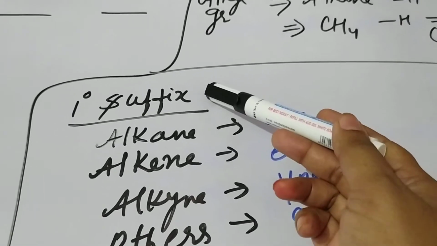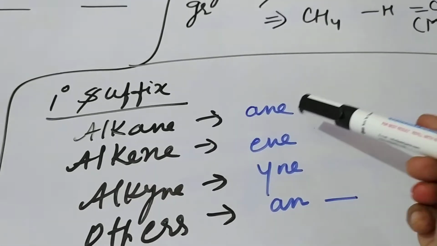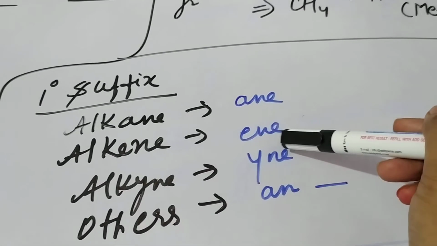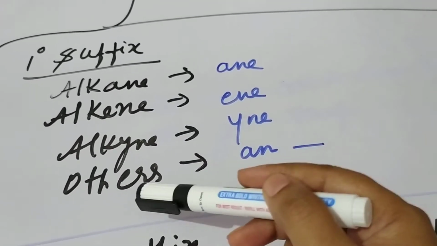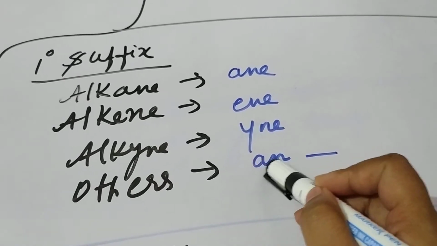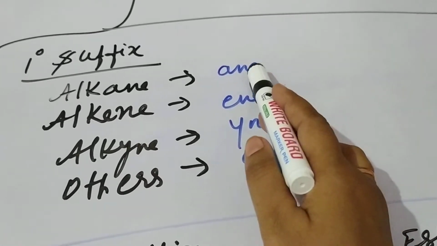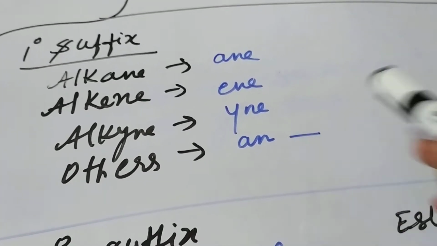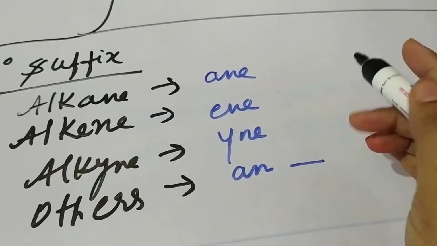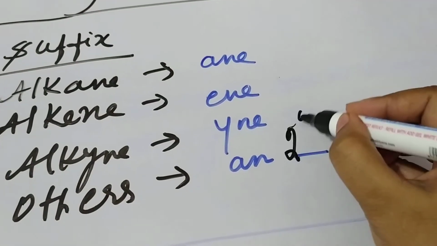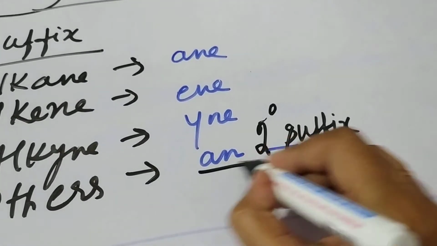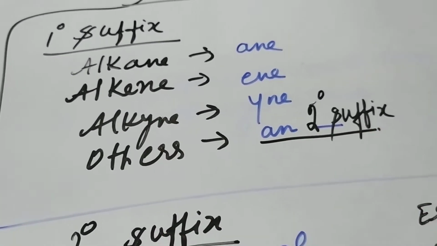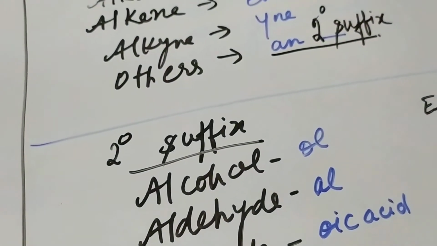Next is primary suffix. For alkane, primary suffix used is ane; for alkene, ene; for alkyne, yne. Instead of this e, we will write the secondary suffix here. Instead of the e after an, we will write the secondary suffix. And now what is secondary suffix? Secondary suffix is used for all the other functional groups that I have taught you.